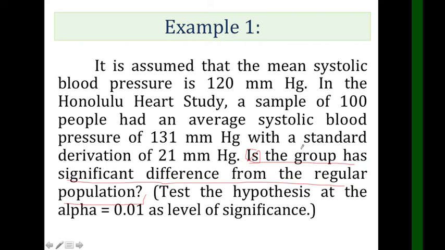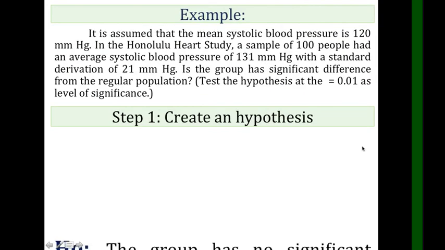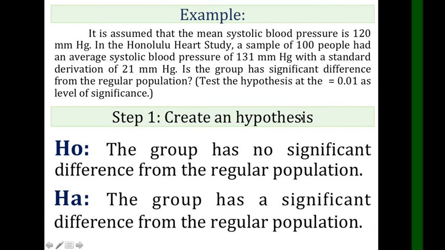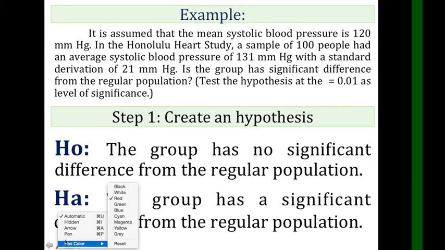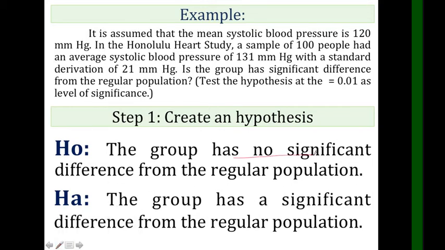So, what's the clue? The group has significant difference from the regular population. Has significant difference. So, kung babalikan mo yung clue, it is under the alternative hypothesis. So, for the alternative hypothesis, we have the group has a significant difference from the regular population. For the H0, you will make this significant difference, yung kabaligtaran ng significant difference. So, the answer is no significant difference. So, for the H0, the answer is there is no, or the group has no significant difference from the regular population.